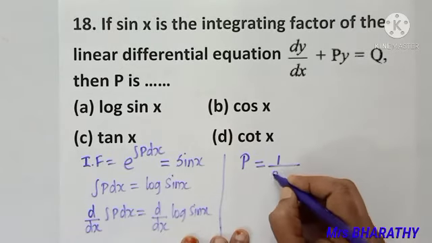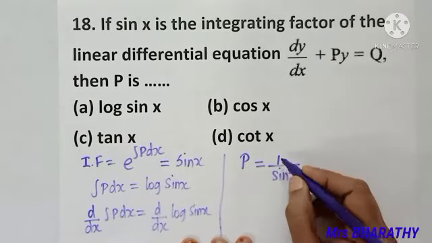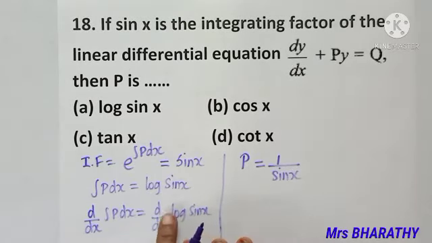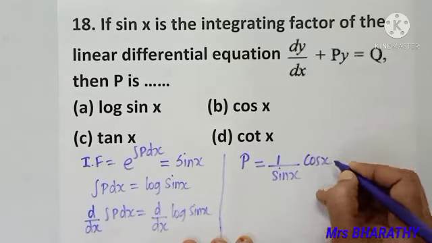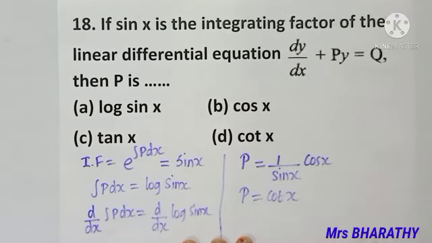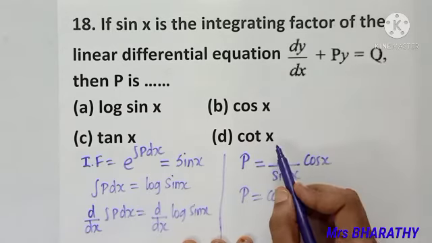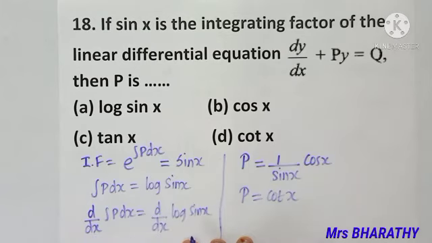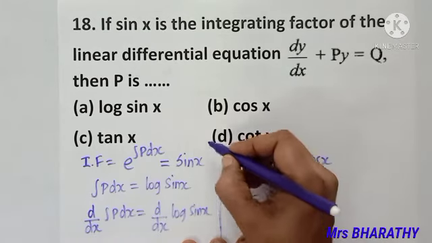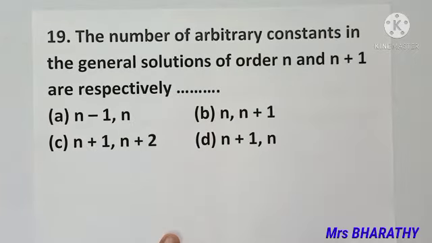Logarithm becomes 1 by sin x. We are differentiating. Logarithm becomes 1 by sin x. Then sin x derivative is cos x. Cos x by sin x is cot x. So either you recall that the integral of cot x is log sin x, so direct answer. If not, take differentiation on both the sides and arrive at the right choice. That is D.